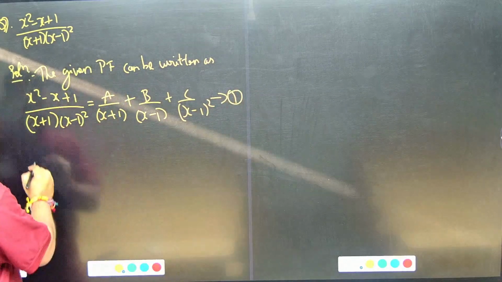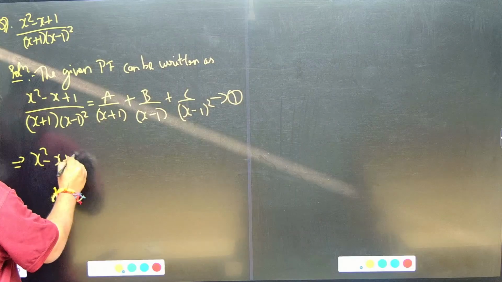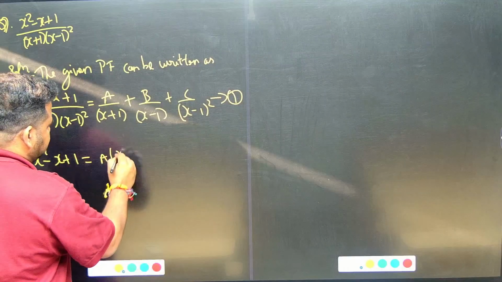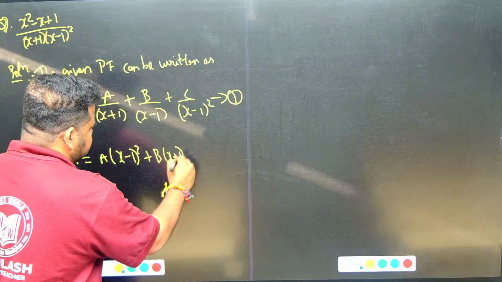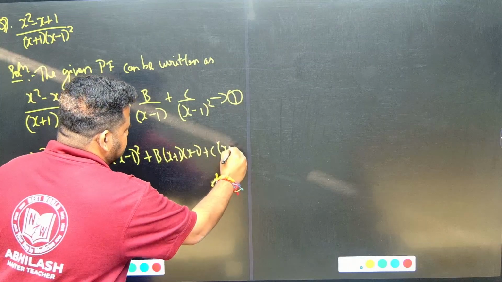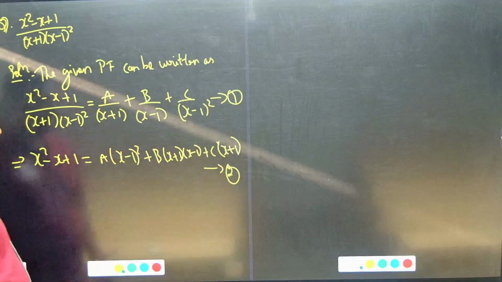Now, if I take the LCM, this implies x square minus x plus 1 will be equal to, x plus 1 will cancel, a into x minus 1 whole square plus b into x plus 1 into x minus 1 plus c into x plus 1. Let this be equation 2.